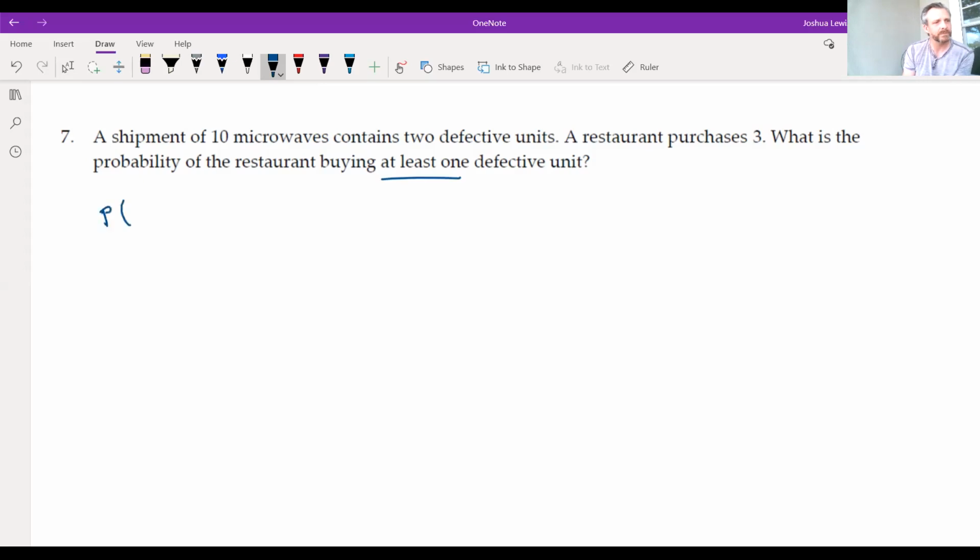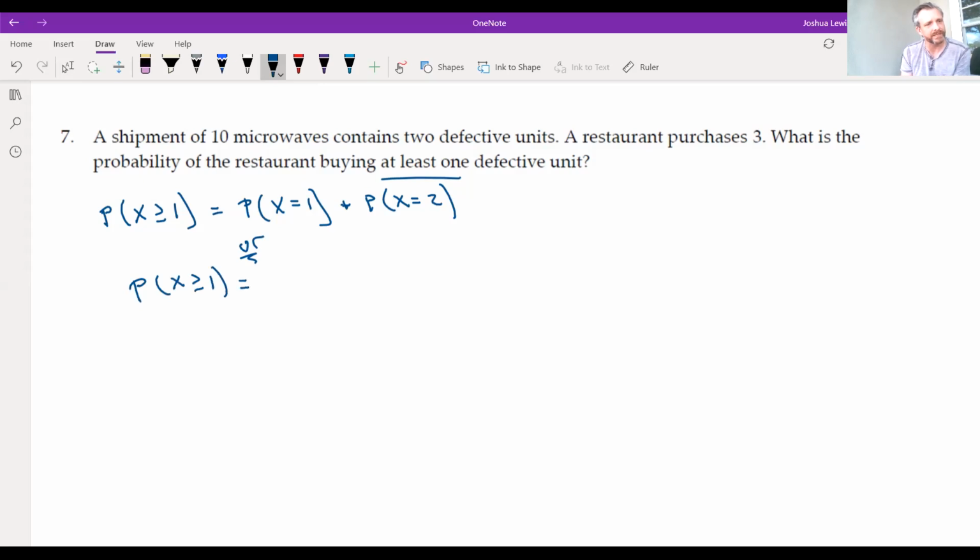Well, probability of at least 1 means 1 or more, right? Well, that means I would need to know the probability of 1 being defective plus the probability of 2 being defective. And then 3, the third one's okay, right? Or let's take advantage of the complement. The probability of at least 1 defective unit is the complement of no defective units.